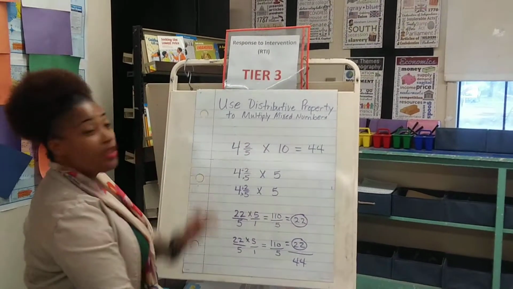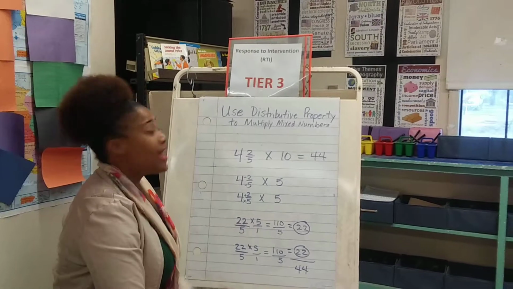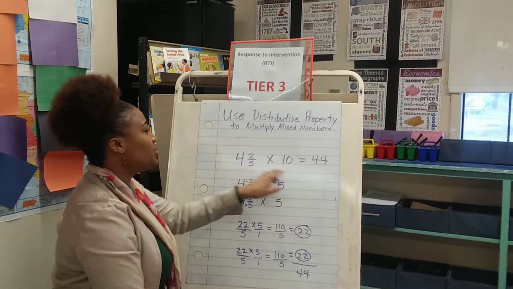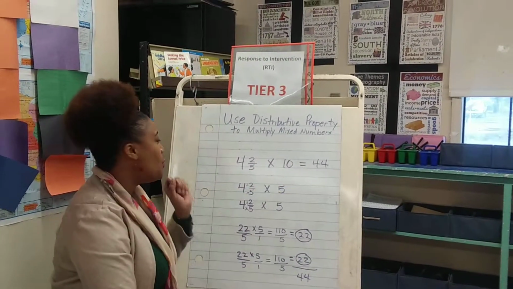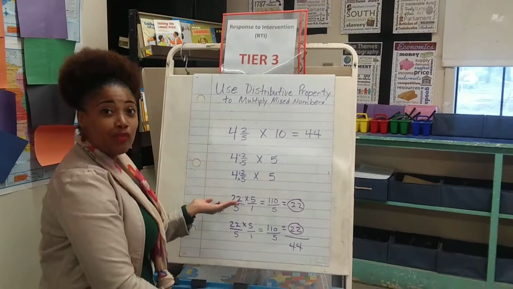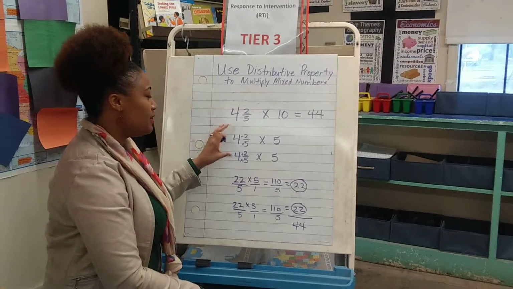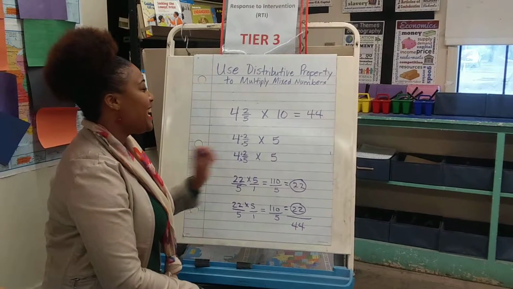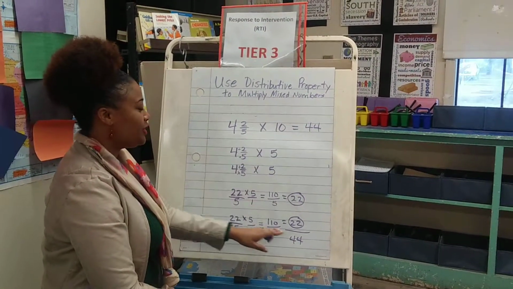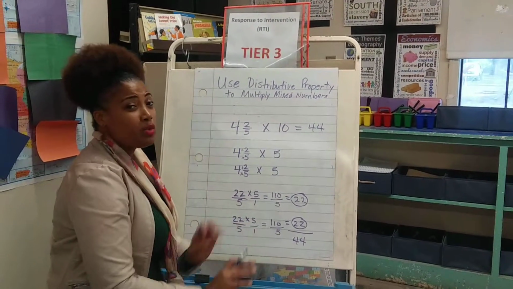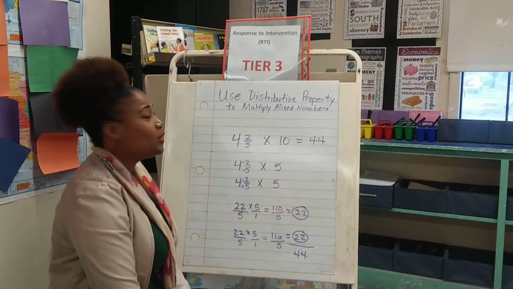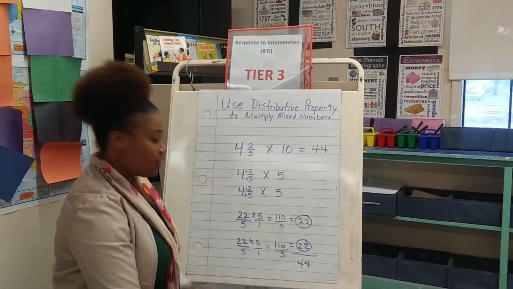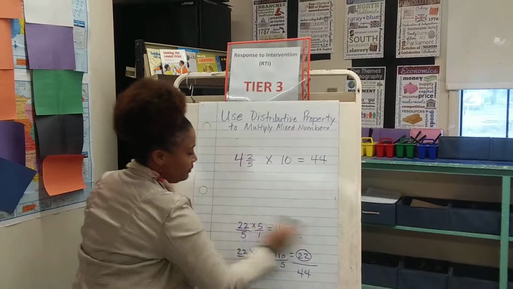So notice on the first strategy, I decomposed the first factor, kept the second factor the same, got 44. Now I kept the first factor the same, and I decomposed the second factor, and I still get 44. So no matter which way you do it when you use distributive property, you can still get the correct answer, 44. Let's try another one.